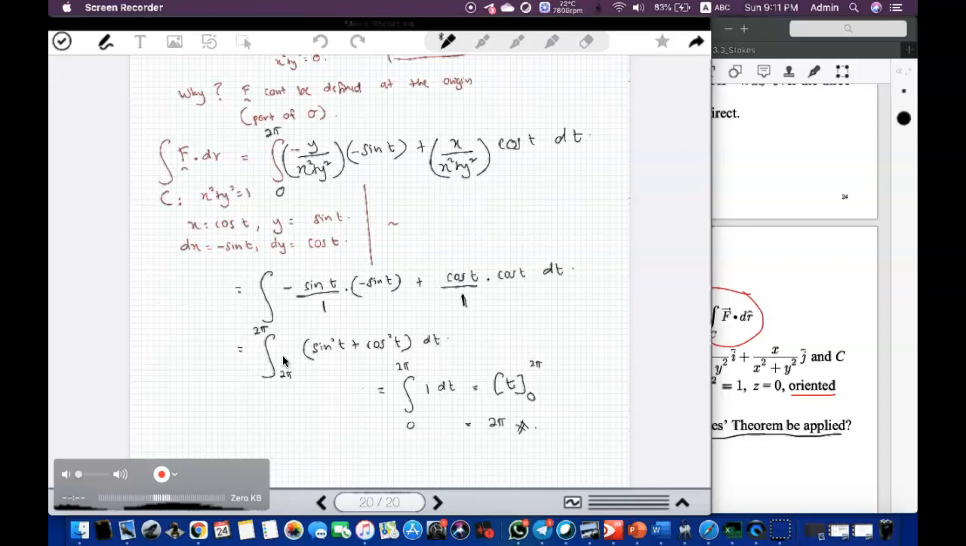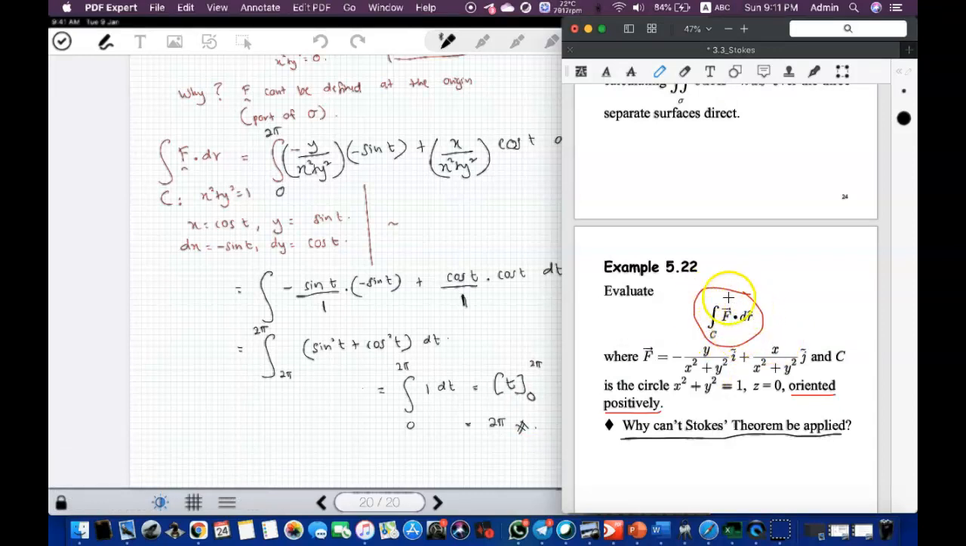X squared plus y squared, you have to use this one, so we got 1. Okay, and this one is negative sine t, and x is cos t, x squared plus y squared is 1. So when we simplify, we have sine squared t plus cos squared t. So this one is equal to 1 from the trigonometric identity. So then we can integrate dt, so we got t, and the answer is 2 pi.